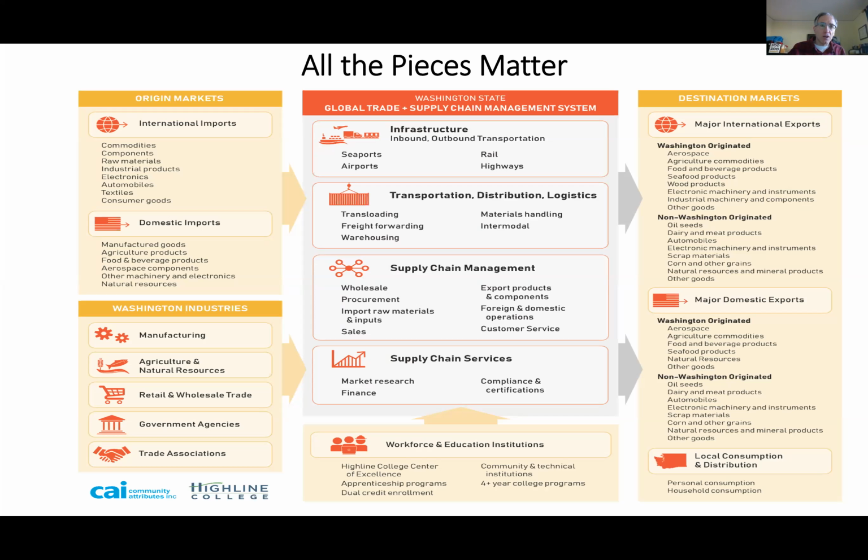Here's a slide trying to connect all those different pieces. It's really a complicated supply chain. In the middle here, you see the infrastructure that we're fortunate to have here in the greater Seattle area in Washington State. The maritime ports, Port of Seattle, Port of Tacoma, and airports, as I mentioned, just down the road is SeaTac Airport.